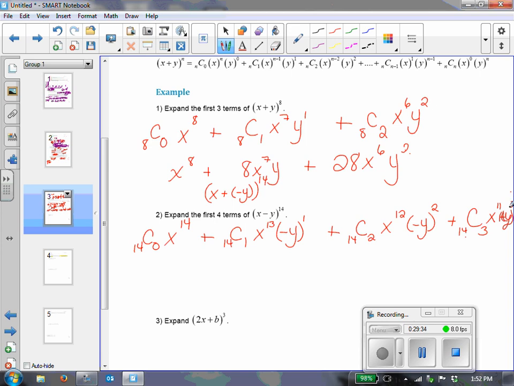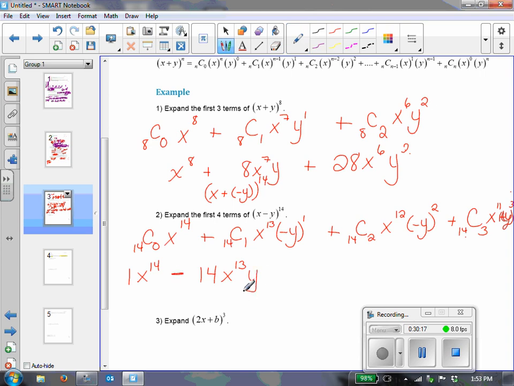So we have to look at what this does to our adding. What's 14 choose 0? 1. So 1 x to the exponent 14. What's 14 choose 1? 14. So 14, x to the exponent 13, negative y to the exponent 1. That's just negative y. These are all multiplied together, so I'm going to transfer that negative through to here. So now they're not added together, they are subtracted.